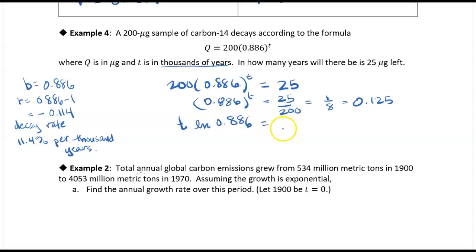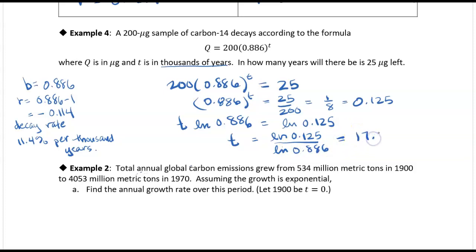0.886 equals the natural log of 0.125. Okay, so now this natural log of 0.886 is just a number. I want to get t, so I'm just going to divide both sides by the natural log of 0.886. So I get t is equal to the natural log of 0.125 over the natural log of 0.886. I can stick that in my calculator.